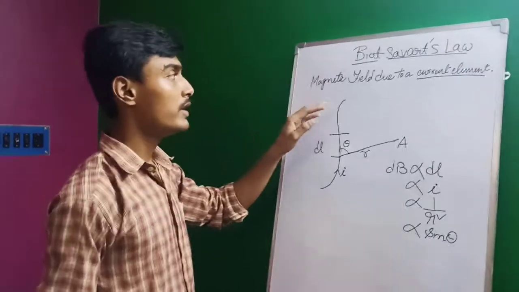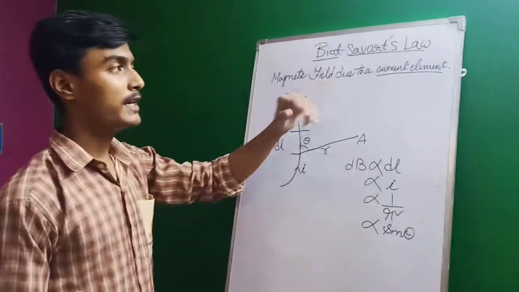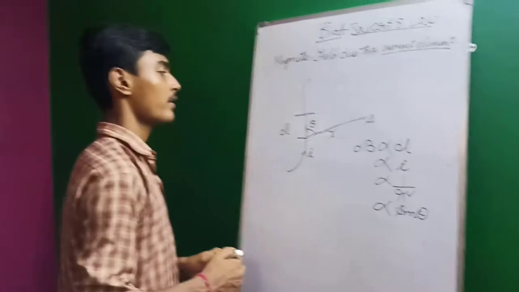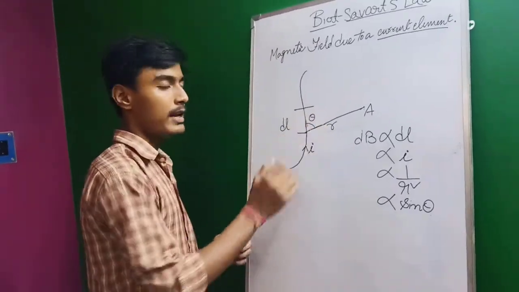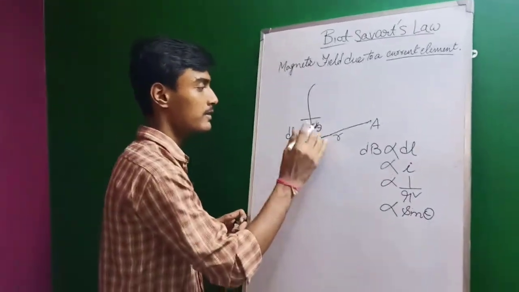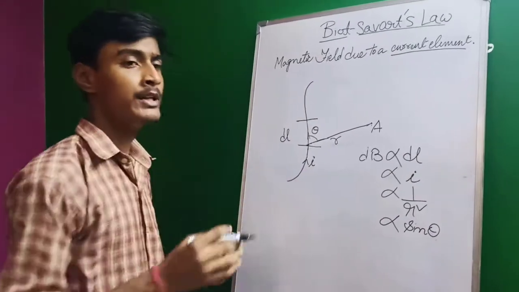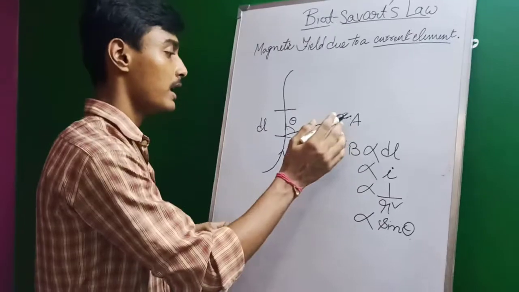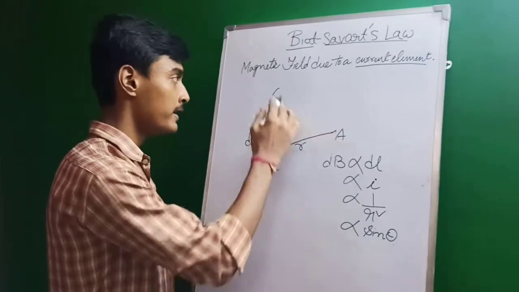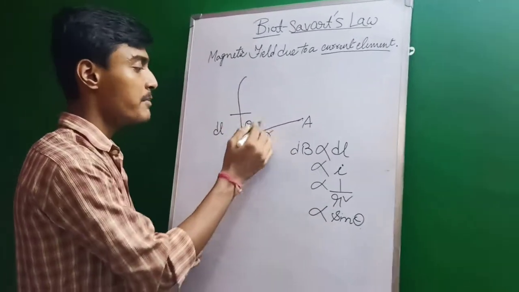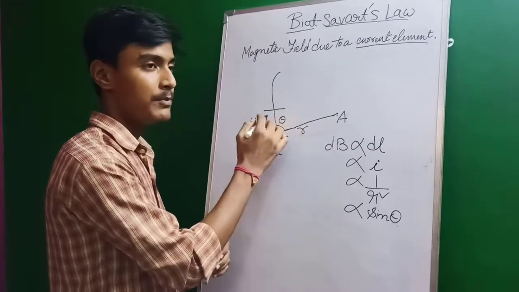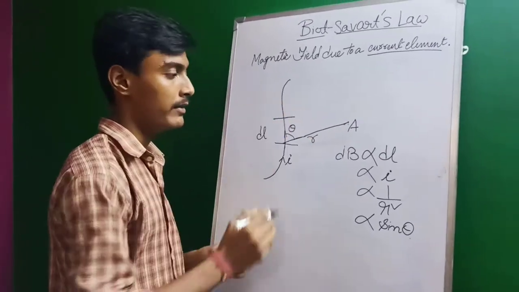Now I am going to calculate the magnetic field due to a current element. This is the wire I have taken. This small portion I have assumed is known as the current element, and its length is dl. From here I have taken an arbitrary point A. The distance from the arbitrary point to this wire is r. It makes an angle of theta with this wire.